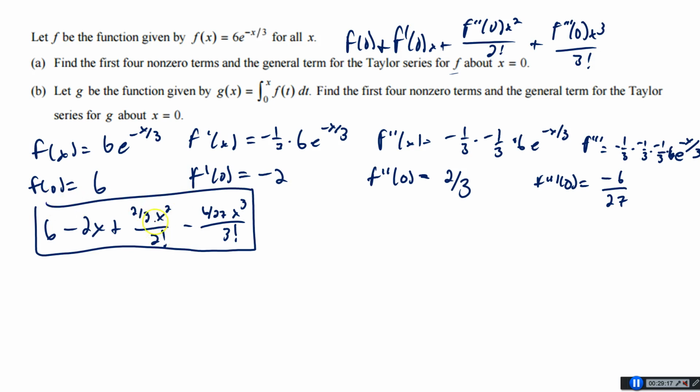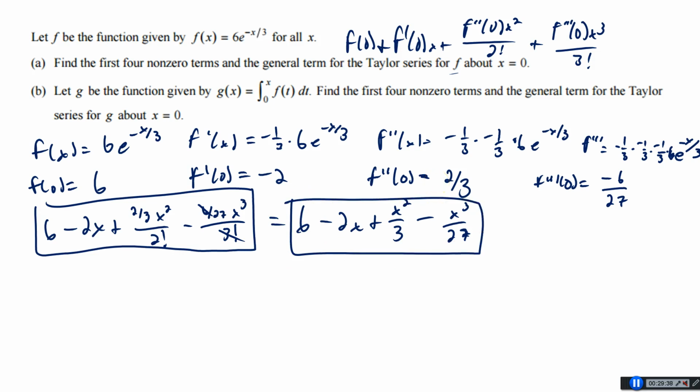Okay, you could do some combining, right? This 2/3 over 2 would turn into 1/3. For 6/27 and 3 factorial, the 6's would cancel. Actually, this isn't too bad. Let's just simplify it. 6 minus 2x plus x squared over 3. The 6's would cancel here. So then it would be minus x cubed over 27. That might be easier to deal with.